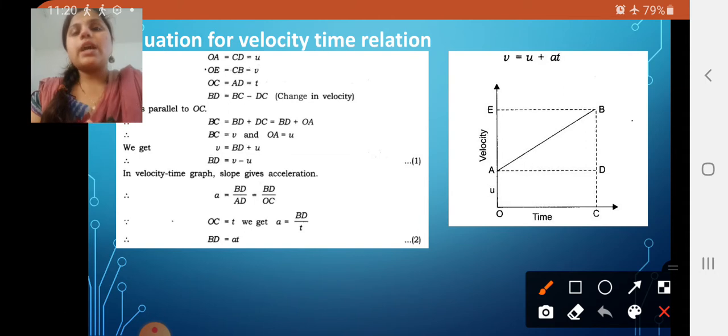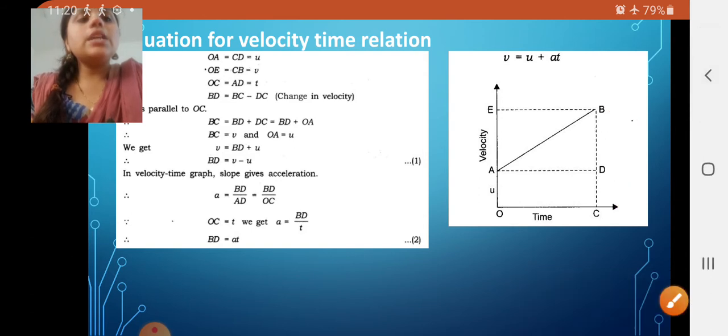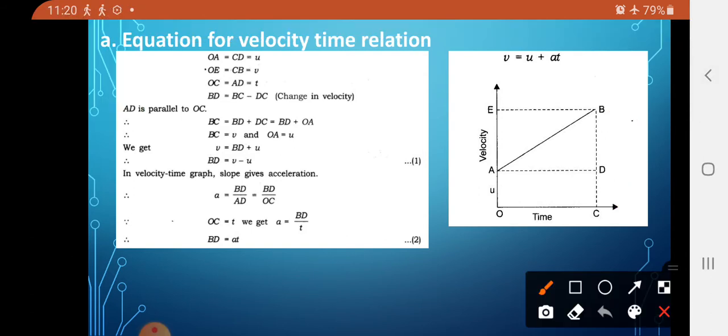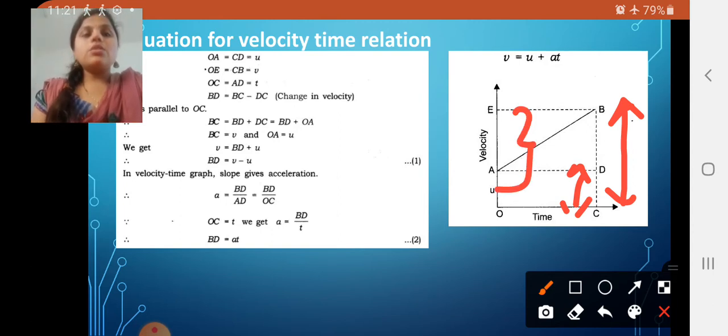So what is the change in velocity? Because it is a rate of change, we have to subtract the values. So what is BD here? It is BC minus DC. Then only you will get this value. So what is the change in velocity? That is, BD is equal to BC minus DC.